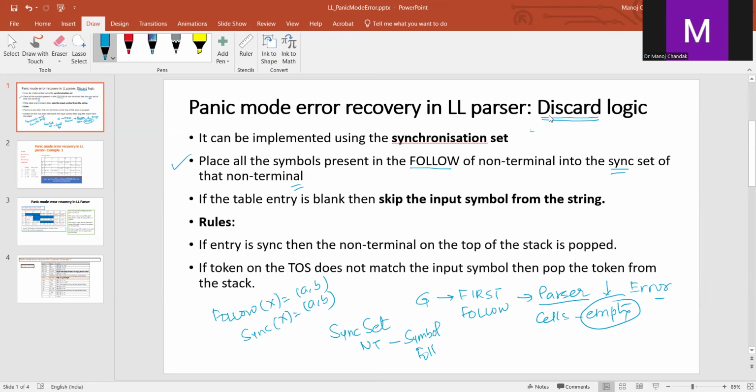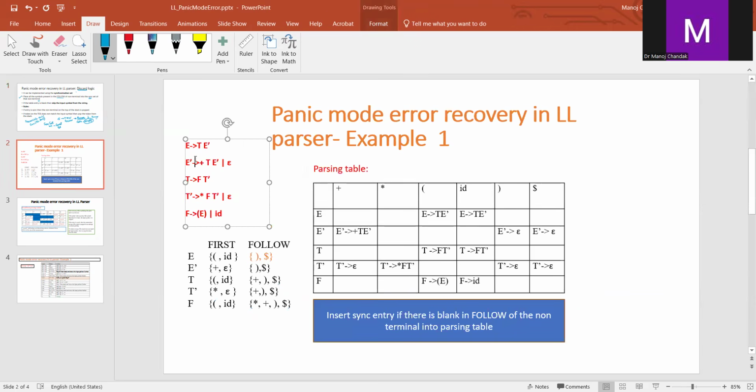Okay, moving ahead, this is the grammar given, which we have already discussed when we talked about the concept of LL parsing, and we have also constructed the first and follow sets. Using the first and follow sets, we have constructed the parsing table. In this parsing table, there are some entries which are blank. After we have completed the construction of the parsing table, some of the entries are still blank. Now, what to do with such entries?